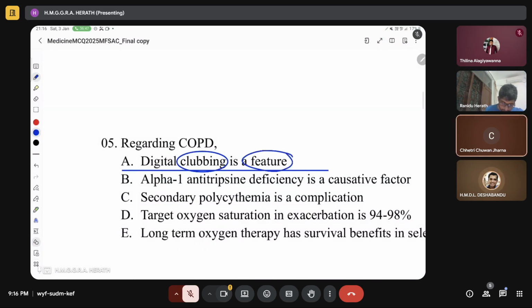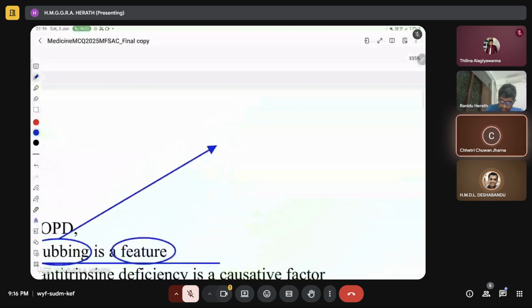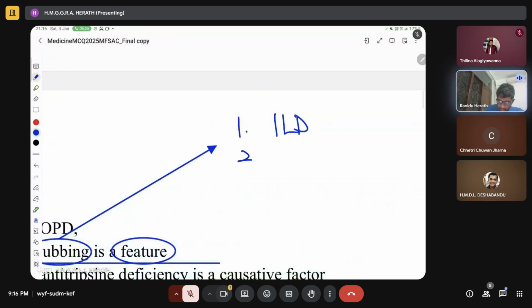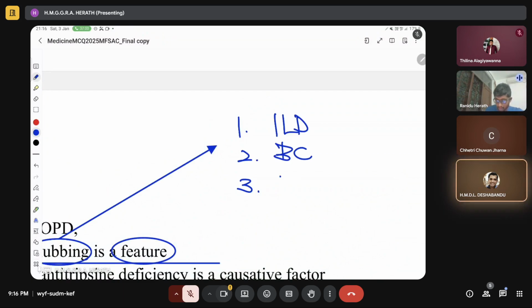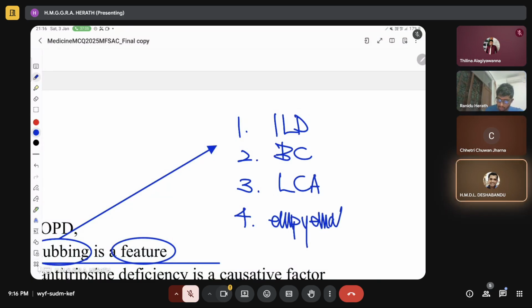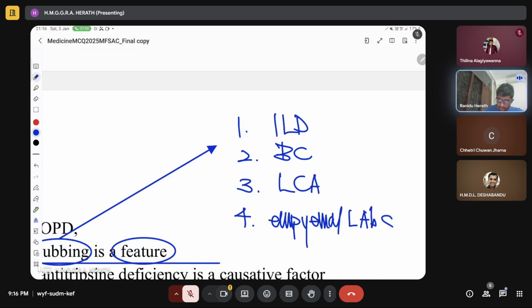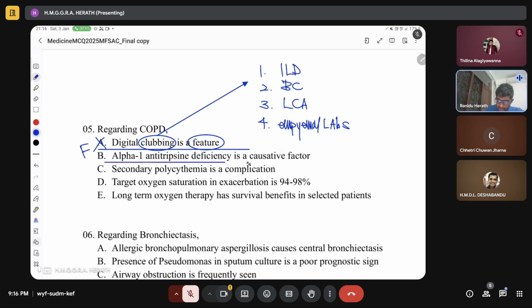You get digital clubbing in what conditions? Interstitial lung disease, bronchiectasis, lung carcinoma, lung cancer. What else? Empyema and lung abscess. These are only the respiratory causes for clubbing. Alpha 1 antitrypsin deficiency is a causative factor.